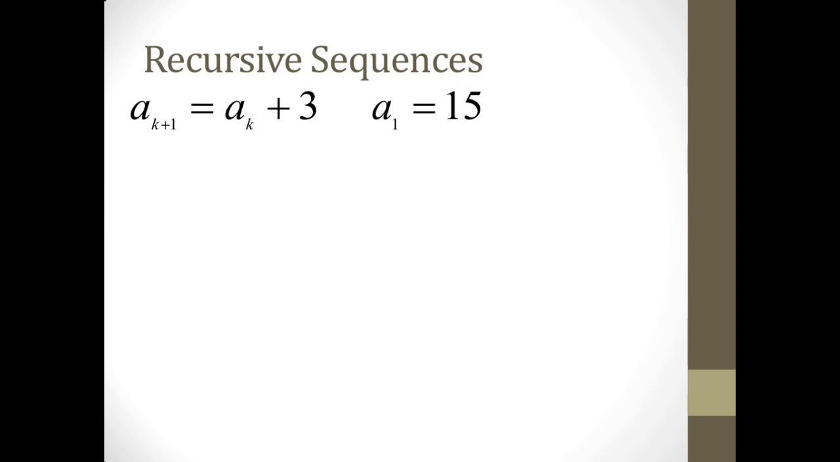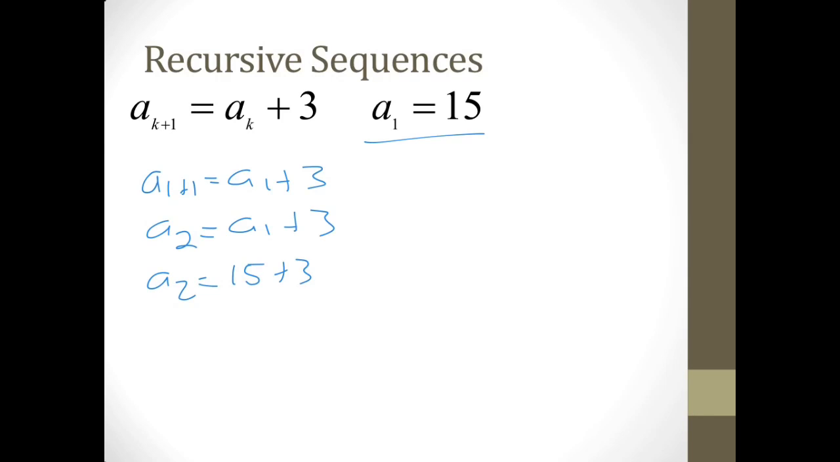This also means that I can't find a term without knowing what came before it. So the only term I can find right now would be the second term. And I'm going to do that by plugging in 1 for k. So if I do that, I get a sub 1 plus 1 is equal to a sub 1 plus 3, which means my second term is equal to my first term plus 3. Now I can plug in my first term, and I get that the second term is equal to 18.